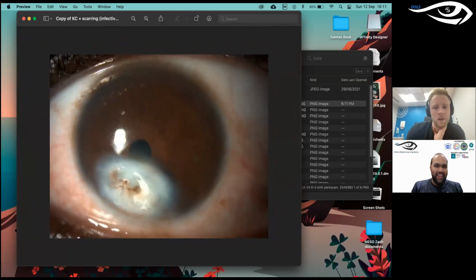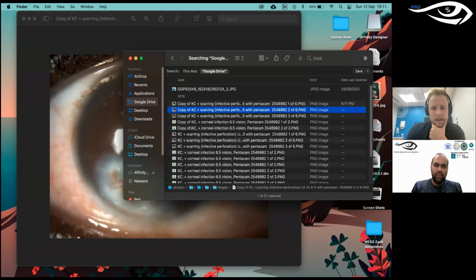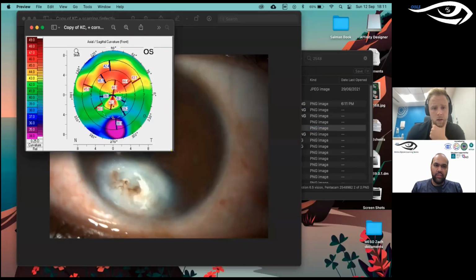Okay, so obviously we've got a lot of scarring here from an unknown infection, but she actually wasn't here for this eye. So this is the pentacam of that eye. Okay, and you can see here that the scarring inferior has caused this big flat area. The keratoconus has caused steepening, the infection has caused flattening, and this patient was seeing 6.5 unaided.